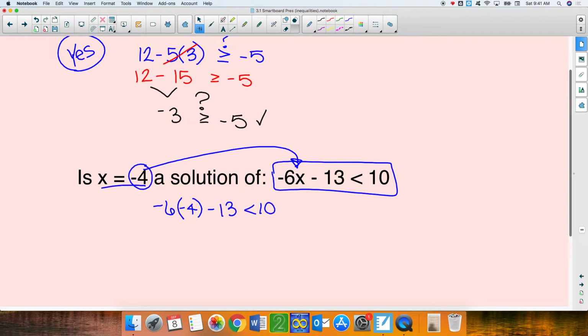And then we're going to simplify using PEMDAS. I'm going to multiply first. So that's a positive 24. Bring down minus 13 and then less than 10. 24 minus 13 is 11. So the question is: is that true? Is 11 less than 10? It is not true. So is x equals negative 4 a solution to that inequality? No, because it didn't hold true when we plugged it in.